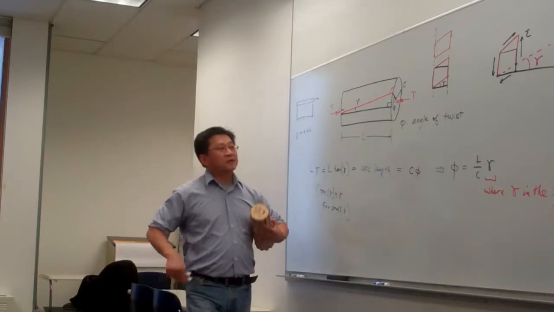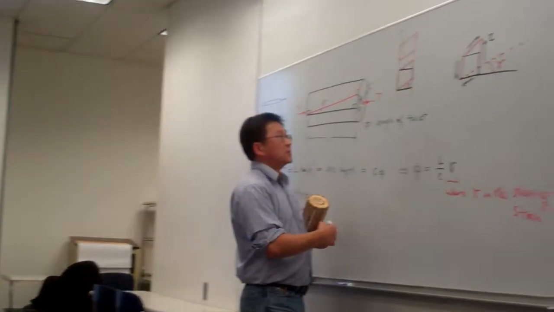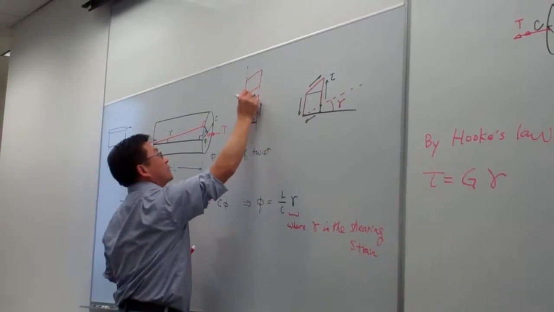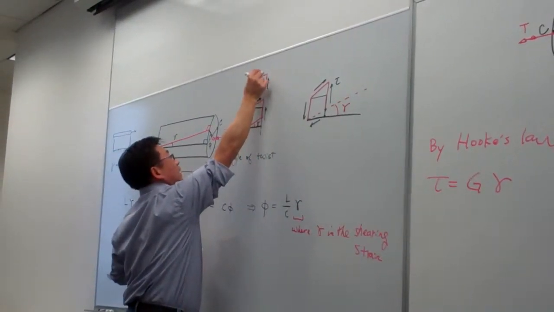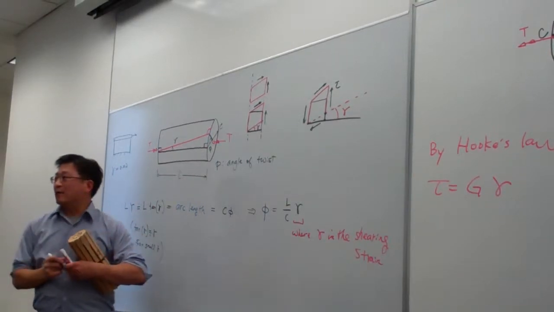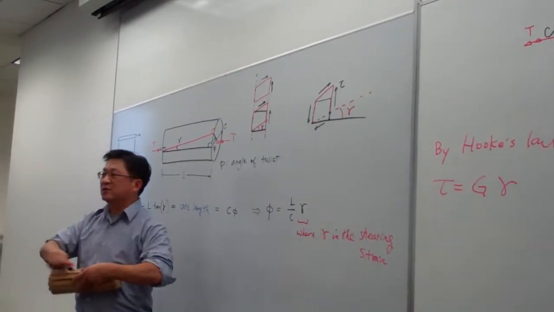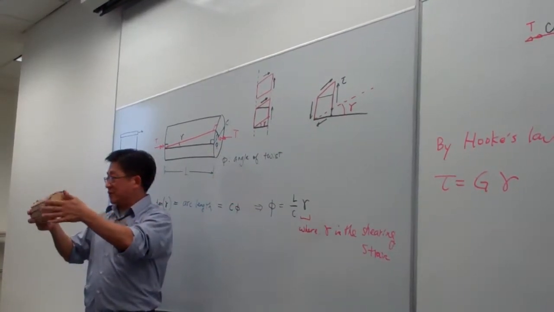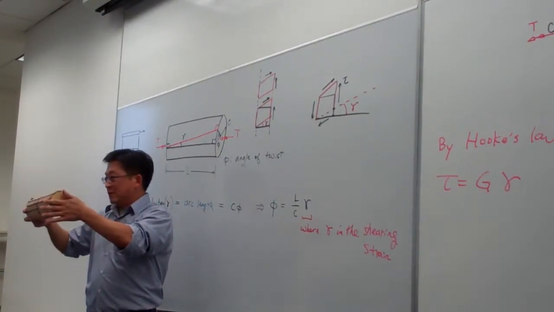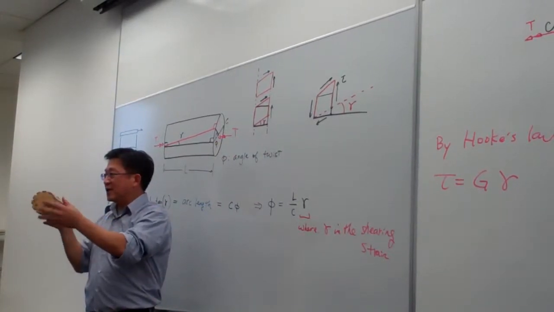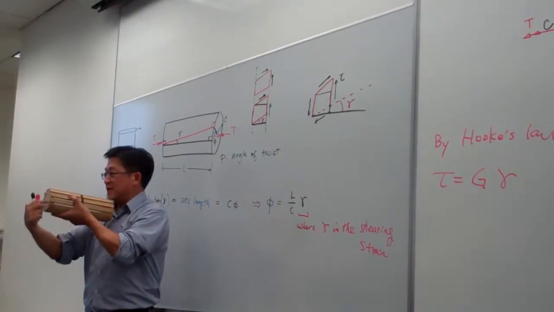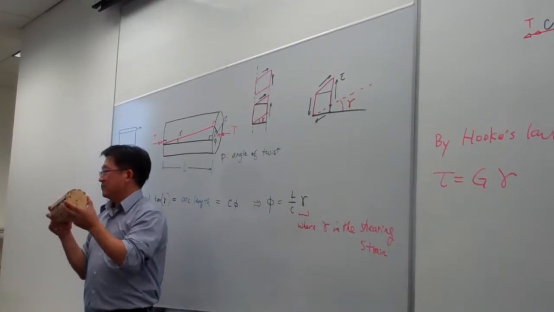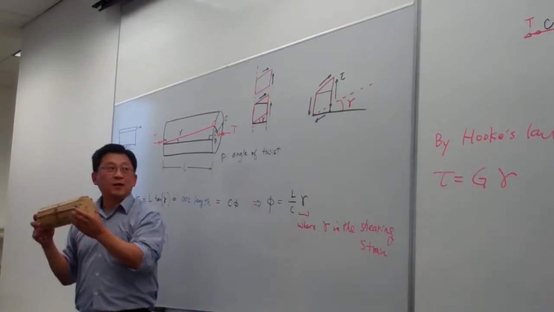Okay, now for this case, you can see the tau will be happening on this side, or on this side. So basically what is tau? It is the shear stress happening on this side, which represents this cross section, right? So tau actually represents the stress on this surface.